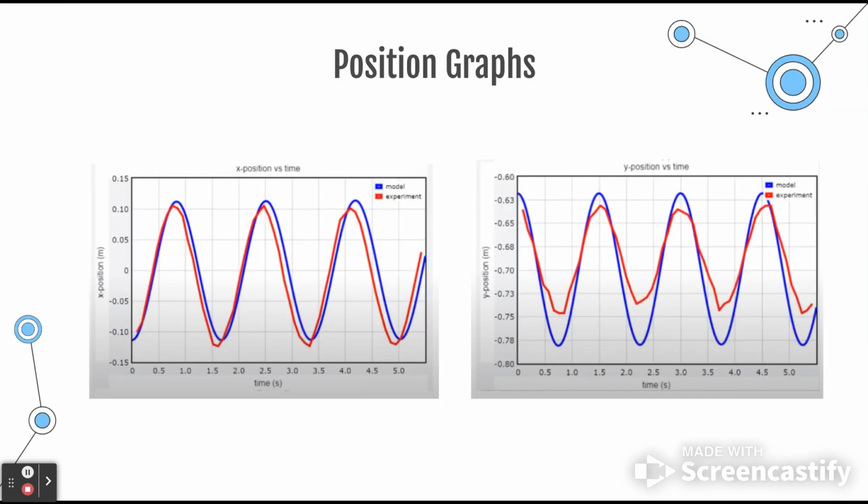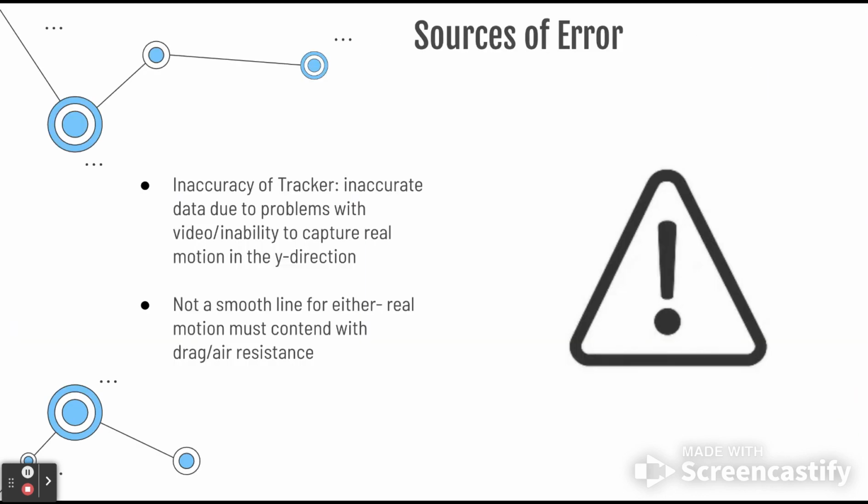So as you can see here, the y position versus time graph has more variation than the x position versus time graph, but they both have very similar periods of oscillation and look remotely similar. So some sources of error, inaccuracy of Tracker, inaccurate data due to problems with the video or the inability to capture real motion in the y direction. There's not a smooth line for either graph, and real motion must contend with drag and air resistance.